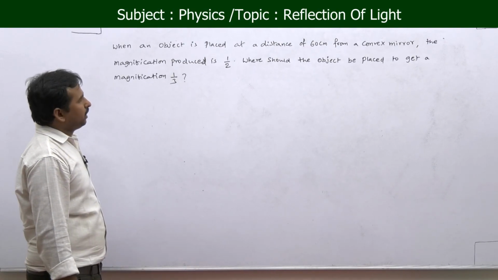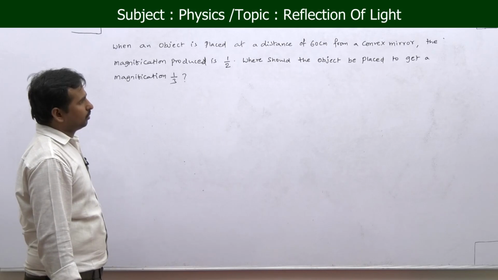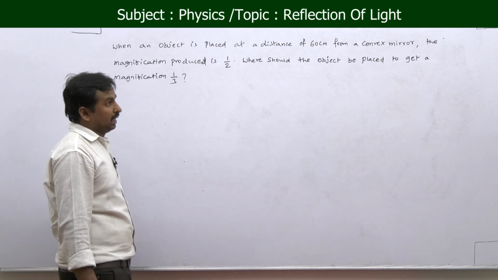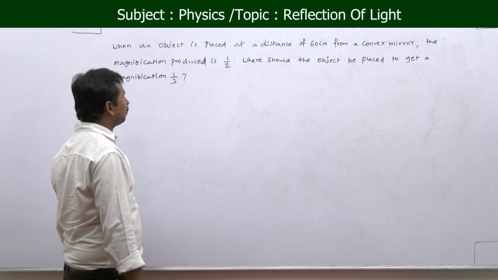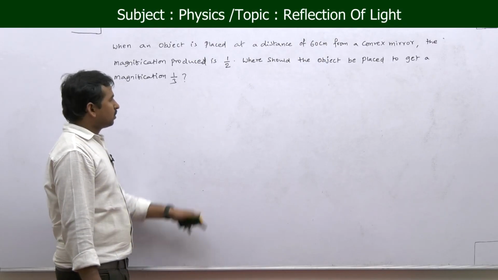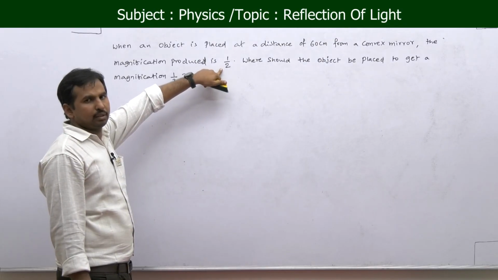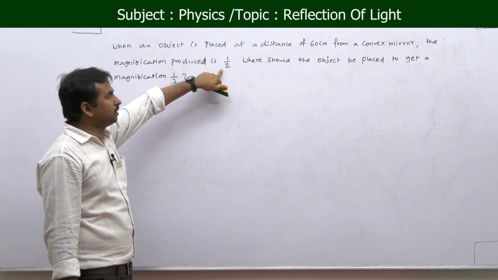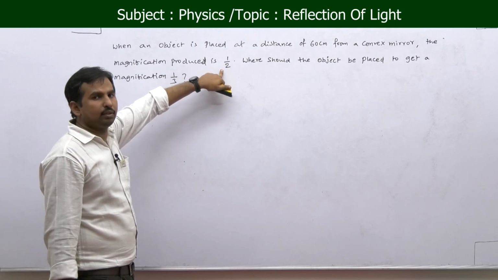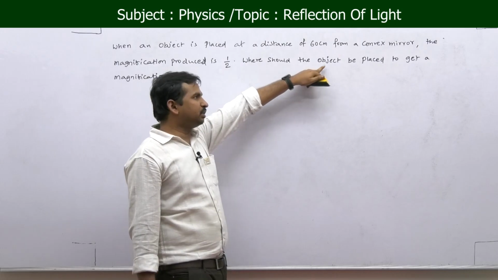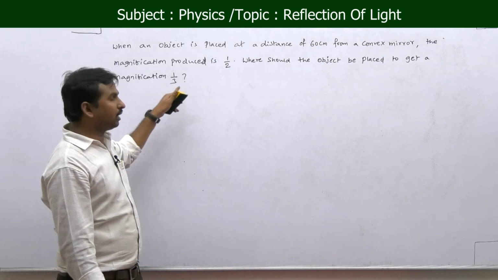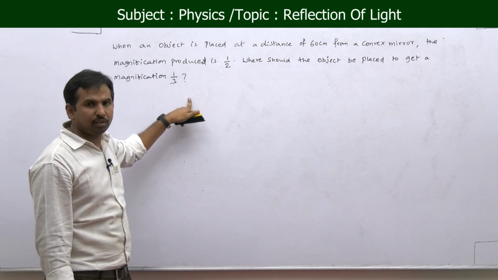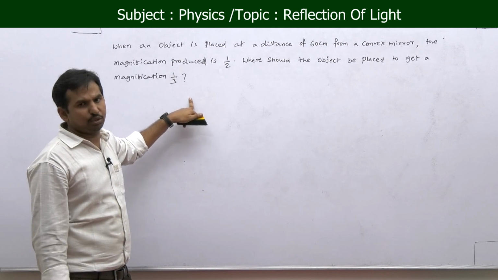When an object is placed at a distance of 60 centimeters from a convex mirror, which is a diverging mirror, the magnification produced is 1 by 2. So if you observe here, m value is less than 1. So the magnification is less than 1, means the image formed is a diminished one. Where should the object be placed to get the magnification now 1 by 3? Means we want a more diminished image now.